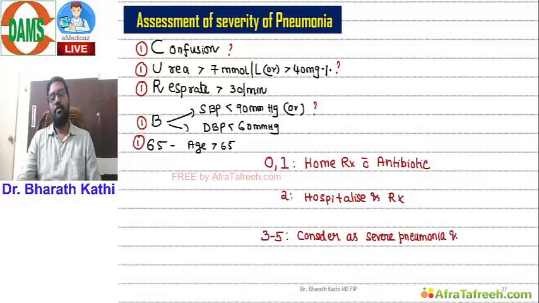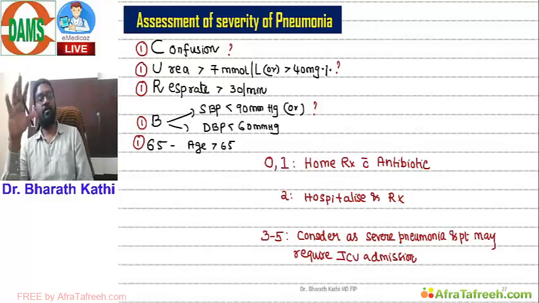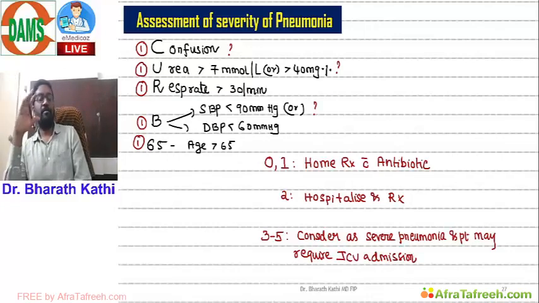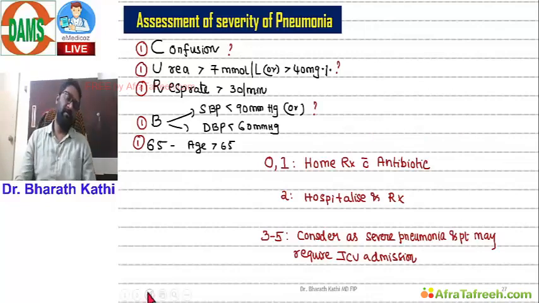And patient may require ICU admission. So this is a patient with poor prognosis and also chances of high mortality. But if you identify and treat him early, the prognosis will be better. So 0, 1, mild pneumonia, home treatment with antibiotic. 2, hospitalize and treat. 3, consider as severe pneumonia and patient might require ICU admission.